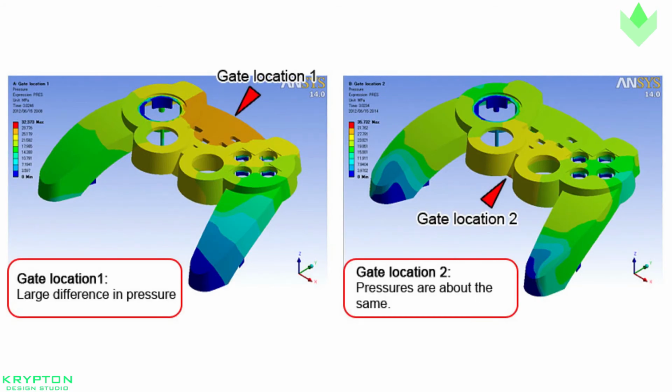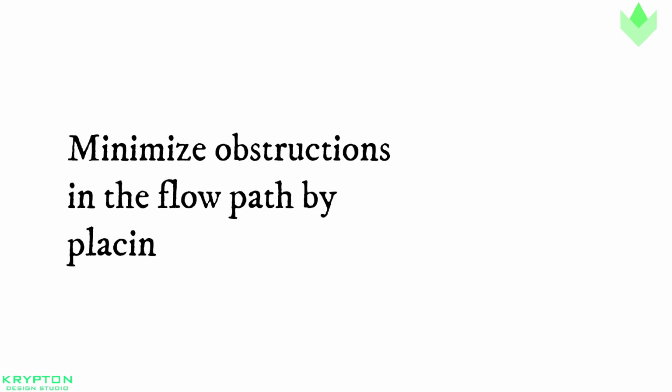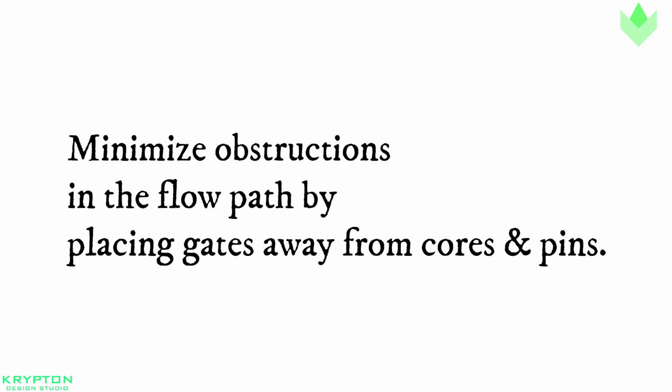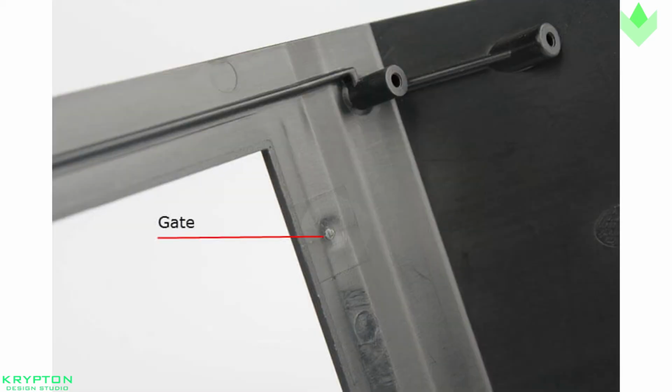Gate location. To avoid problems from your gate location, here are some guidelines for choosing the proper gate location. Place the gate at the heaviest cross section to allow part packing and minimize voids and sink. Minimize obstruction in the flow path by placing gates away from the cores and pins. Be sure that stress from the gate is in an area that will not affect the part function or aesthetics.